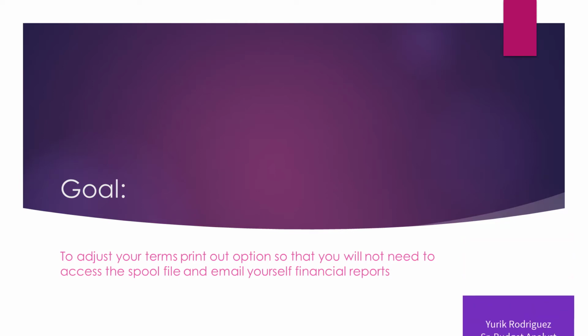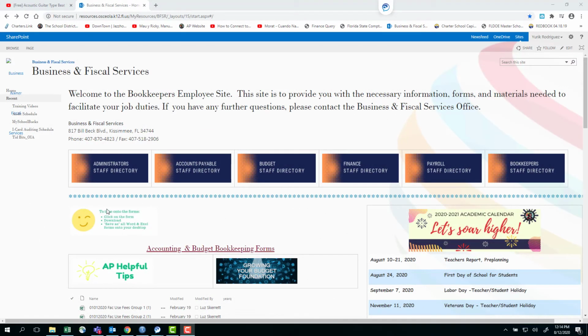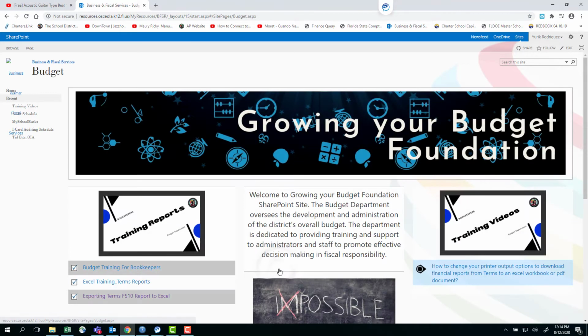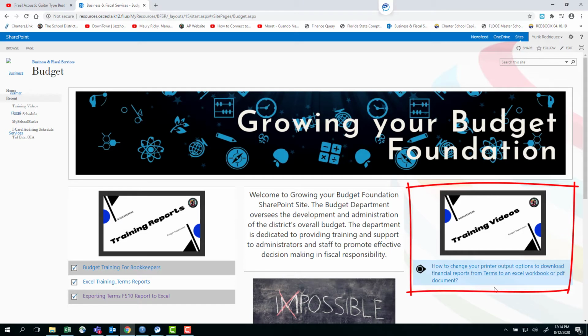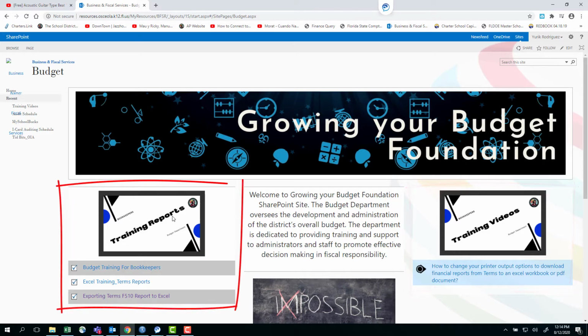That's the purpose of this video today. Before we get started changing our preferences, if you want to see additional videos associated with budget training, you can access the Business and Fiscal Services SharePoint or the Bookkeeper SharePoint. You will see the title, Growing Your Budget Foundation, as seen on the screen. Select that. Afterwards, you're going to have videos associated with the budget training on the right side, and on the left side, additional information for training purposes.